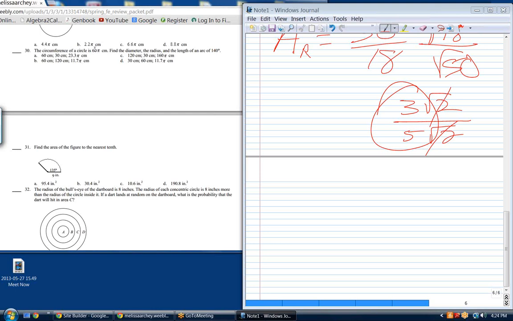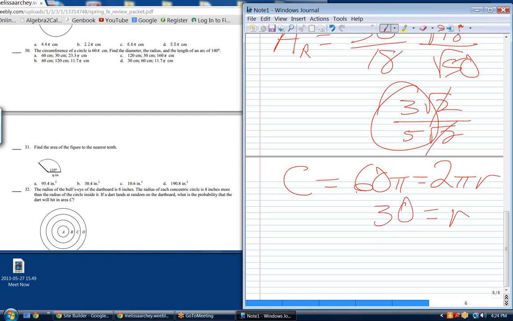So let's start with finding the radius. If the circumference is equal to 60 pi, what's the circumference equal to? Pi r squared. 2 pi r. I'm sorry. Okay, so what's r? The circumference is 60 pi, so r is 30 then? Okay, they want the diameter. What's the diameter? Diameter would be 60 as well.